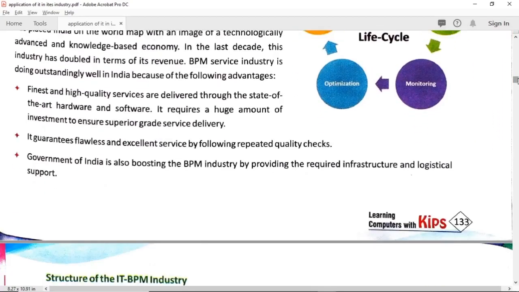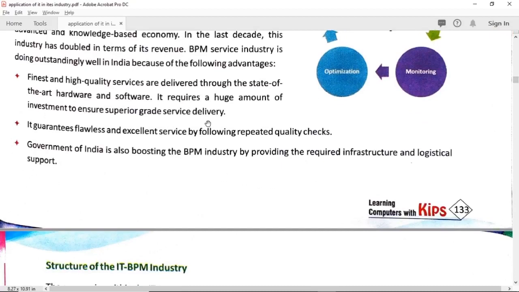So what are the advantages that this industry is offering? It offers finest and high quality service delivered through the state of art hardware and software. It requires a huge amount of investment to ensure superior great service delivery. So it means this industry is only applicable for the big organization or the big business partner. It is not at all beneficial or better to take this service for a mediocre or a small scale industry.